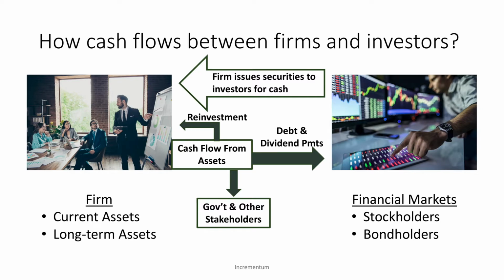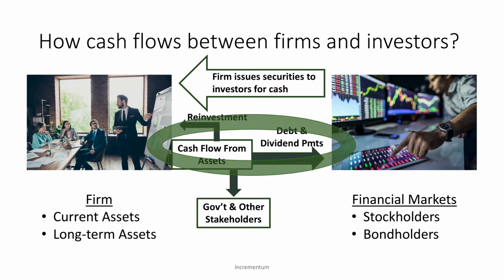The firm continues to operate, then they make more cash flow from assets, they pay their taxes, they make their debt payments, potentially make some dividend payments, and then whatever's left over gets reinvested. And then that continues again. The firm continues to operate. So this cycle continues over and over again.